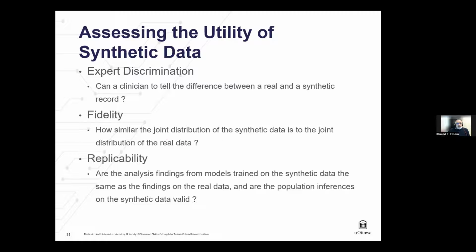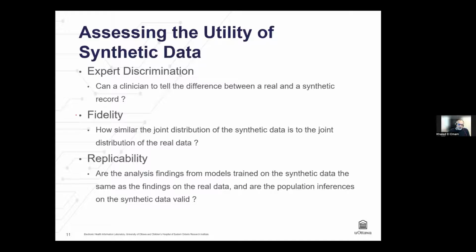And then the last type of metric or approach to evaluate synthetic data is replicability. That is, whether you're able to replicate analysis results from real data using synthetic data, and whether the analysis on synthetic data allows you to draw valid inferences. So we'll look at all of those in a moment.